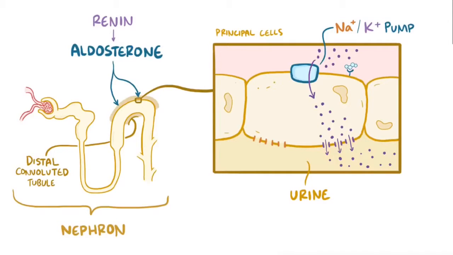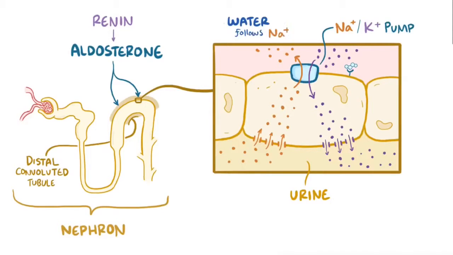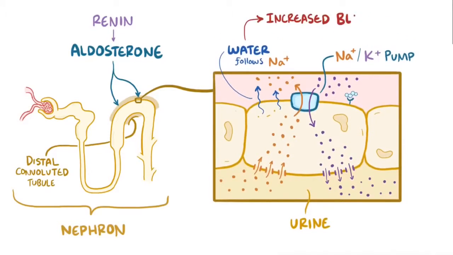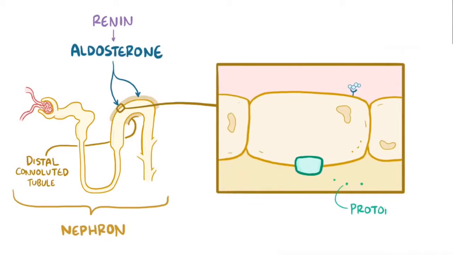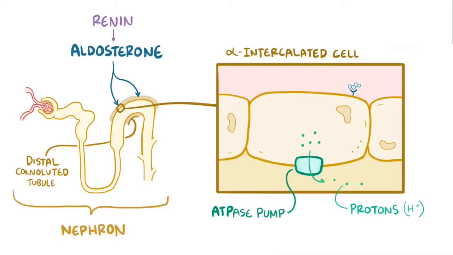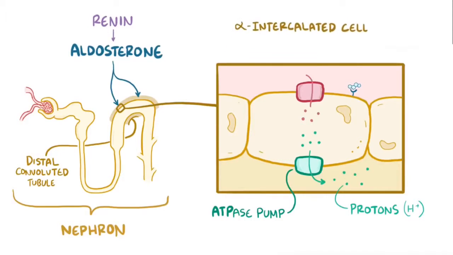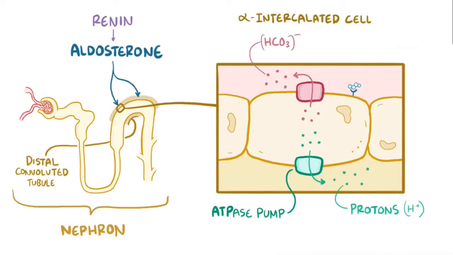At the same time, the pumps drive sodium in the opposite direction, from the cell into the blood, which allows more sodium to flow from the tubule into the cell, down its concentration gradient. Since water often flows with sodium through osmosis, water also moves into the blood, which increases blood volume and therefore blood pressure. The other function of aldosterone is to stimulate the proton ATPase pumps in alpha intercalated cells, which causes more protons to get excreted into the urine. Meanwhile, ion exchangers on the basal surface of the cell move the negatively charged bicarbonate ion into the extracellular space, causing an increase in pH.